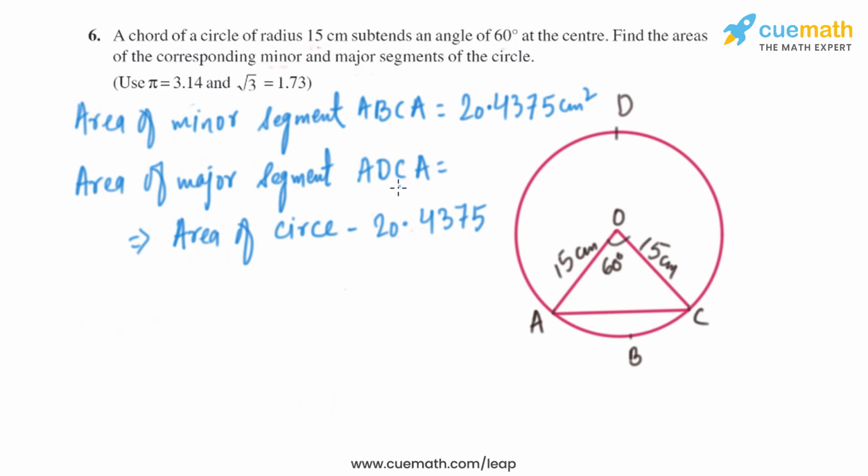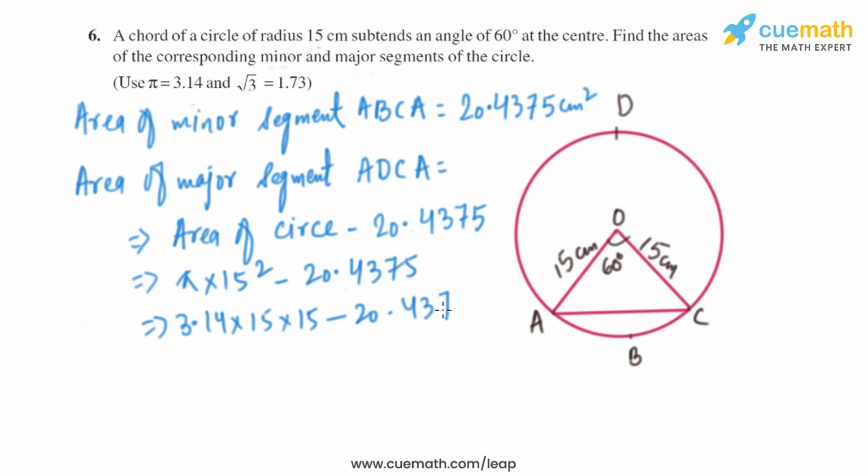Now the area of the major segment ADCA equals the area of the circle minus the area of the minor segment ABCA. We know how to find the area of a circle, that is pi r squared, so 3.14 multiplied by 15 into 15, minus 20.4375. On solving this, we'll get the area of the major segment as 686.0625 square centimeter. So that is the area of the major segment ADCA.